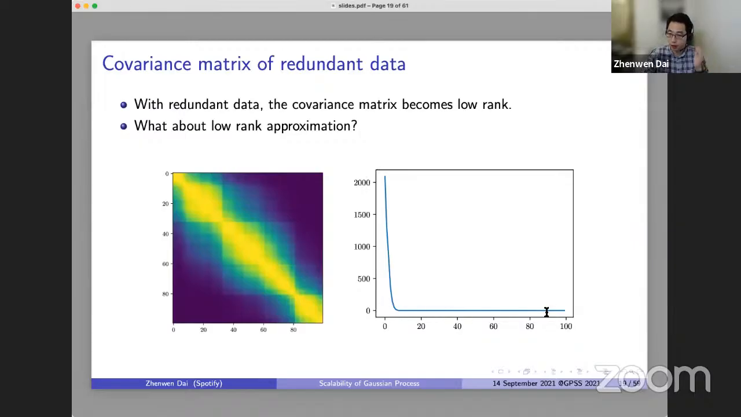It's a typical eigenvalue plot. The x-axis is the different eigenvalues from the first to the last, and the y-axis is the value of the eigenvalue. We can see the eigenvalues decrease dramatically from a very high value to close to 0 at roughly 10 dimensions. That indicates that the covariance matrix is very close to a low rank covariance matrix. So one way to deal with such a covariance matrix may be to just approximate it with a low rank covariance matrix.